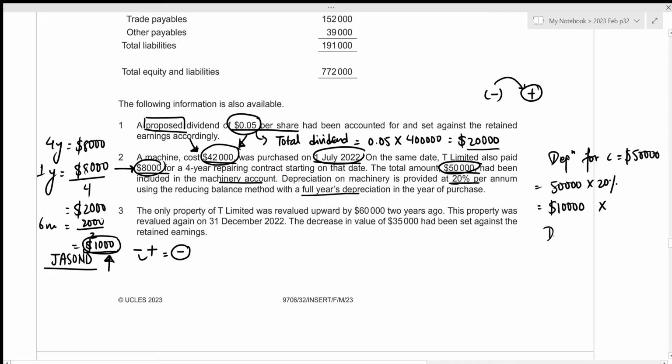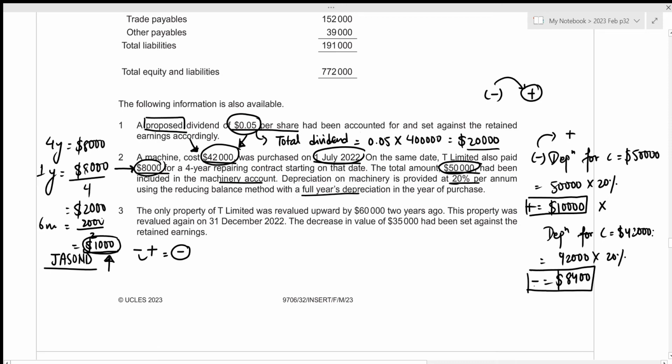Let's figure out the correct depreciation now. It should be for the cost of 42,000, right? And that will be 42,000 times 20%, which results in 8,400. Okay, so this has already been included, and remember that depreciation is always subtracted. Now, in order to reverse this effect, we'll be adding this amount of 10,000, right? But now we also need to charge the correct depreciation amount, and this should definitely be subtracted. So we're going to add 10,000 and subtract 8,400.